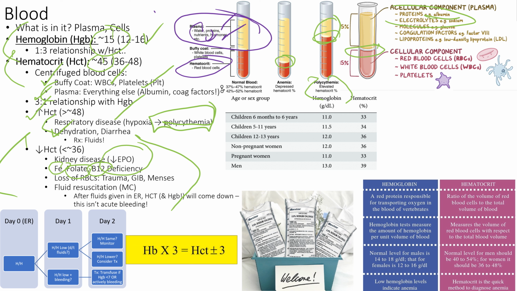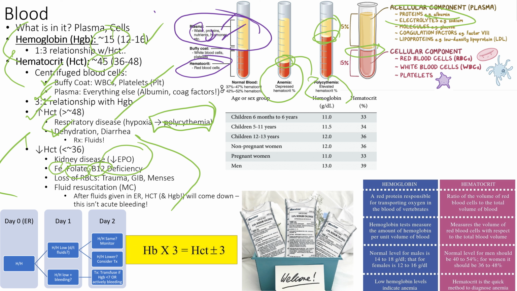Okay, so how else can you get a low hematocrit? Is losing the RBCs themselves, right? Losing RBCs, you're going to be left with what? More plasma, all right? So that means the hematocrit is going to be low or high? It's going to be low, all right? So we have trauma, GI bleed, menses.